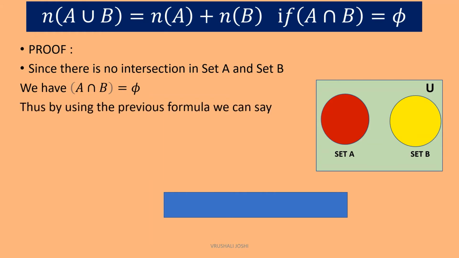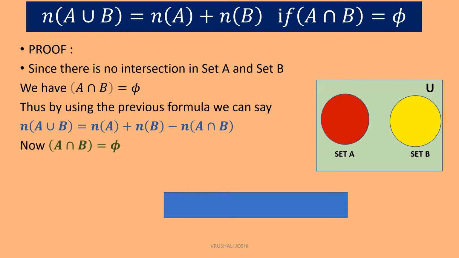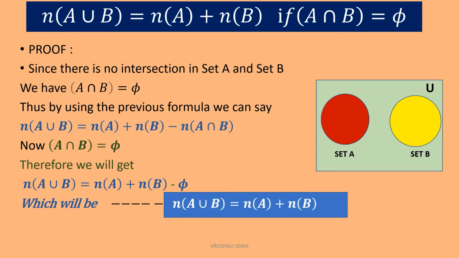Thus, even if you use the previous formula that we did, which is n of A union B is equal to n of A plus n of B minus n of A intersection B, you'll get A intersection B is equal to phi. That is why if you just substitute the formulas, we will get if these two sets are disjoint, then n of A union B is equal to n of A plus n of B. Now these two formulas are extremely important. We are going to use these two formulas.